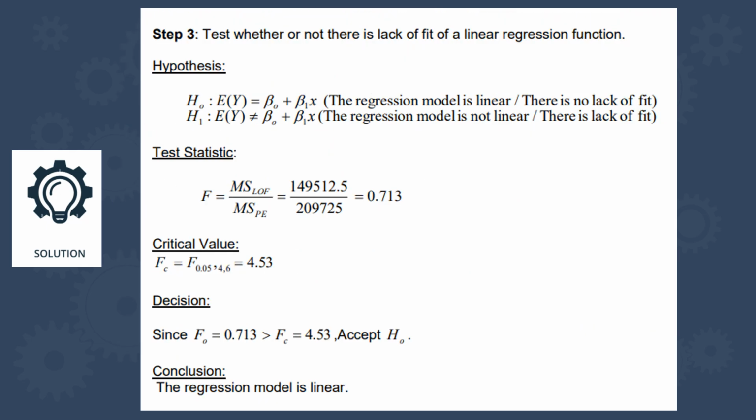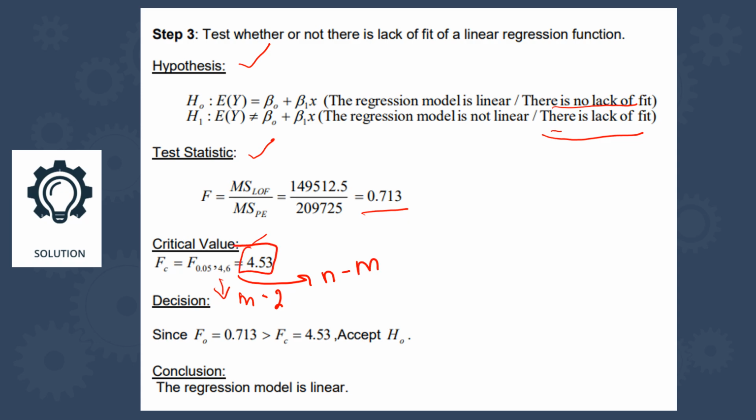And after we have all the values, the next step is to perform the hypothesis testing. So you just write down the hypotheses. The null hypothesis says that there is no lack of fit. The alternative says there is significant lack of fit. So the test statistic that you obtained before, the mean of square lack of fit divided by the mean of square of pure error, is 0.713. Don't forget the degrees of freedom. So this is actually your m minus 2, and here is n minus m.